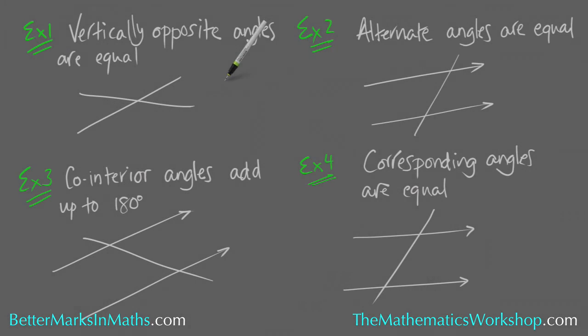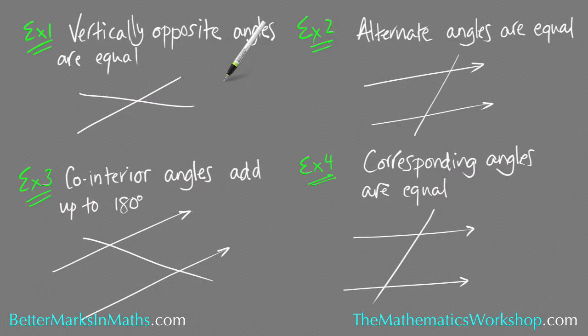So this lesson is about four different types of angles that you get when you have straight lines crossing each other. In example one, vertically opposite angles, which are equal, are the angles in this diagram that are opposite each other. So that's going to be this angle and this angle here. They look about the same size, and in fact they are equal.